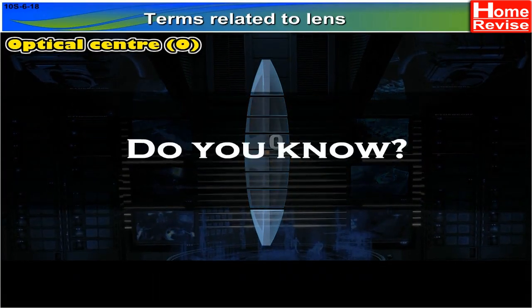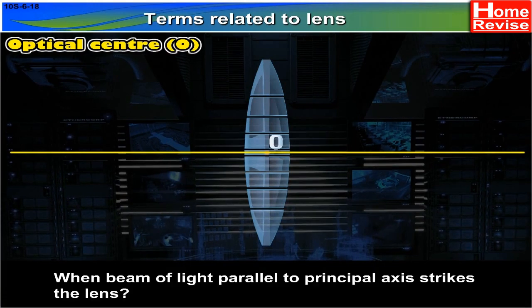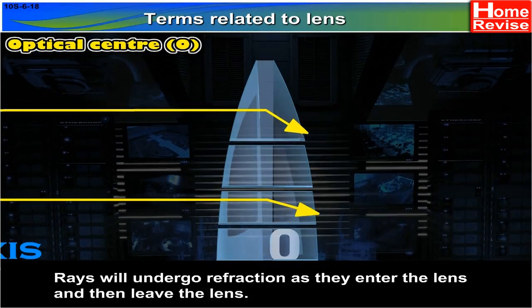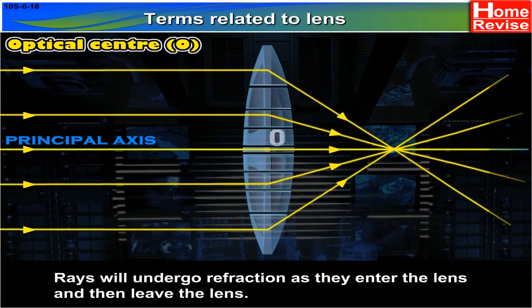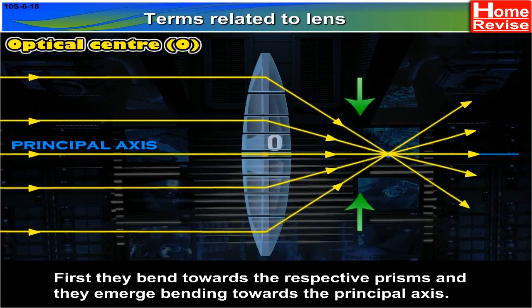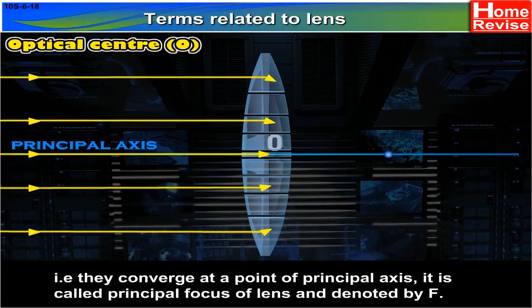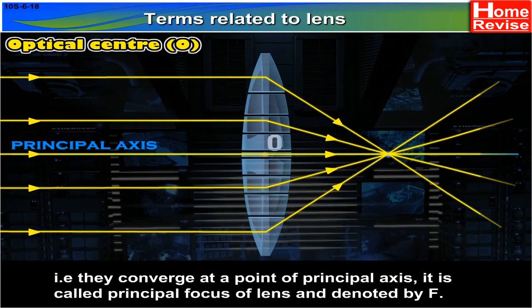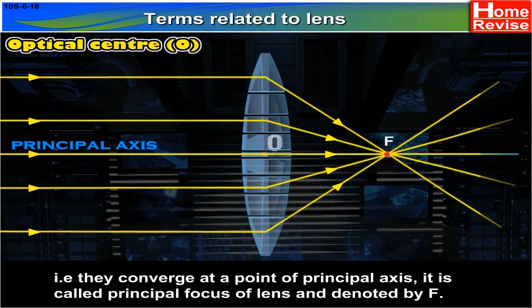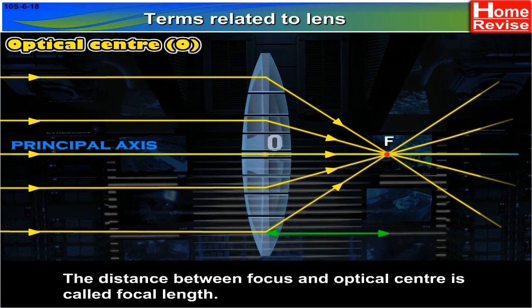Do you know, when a beam of light parallel to the principal axis strikes the lens, the rays will undergo refraction as they enter the lens and then leave the lens. First they bend towards the respective prism bases and they emerge bending towards the principal axis. That is, they converge at a point on the principal axis. It is called the principal focus of the lens and denoted by F. The distance between the focus and the optical center is called the focal length.